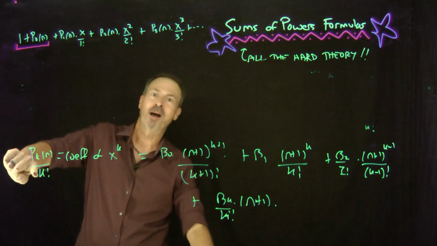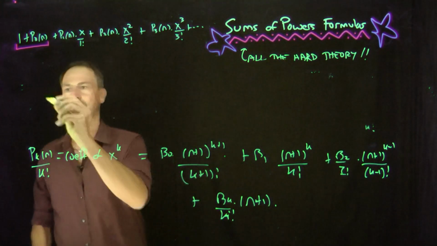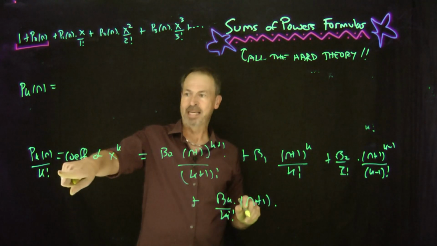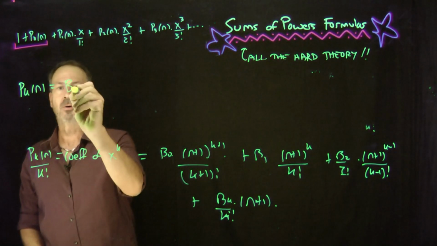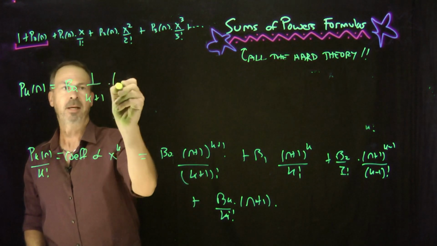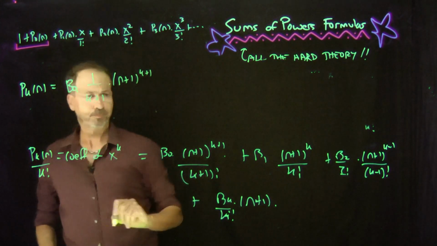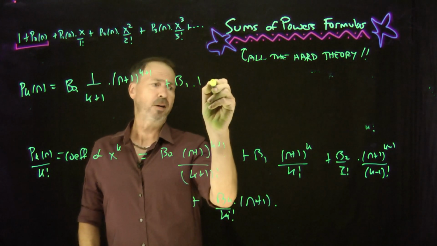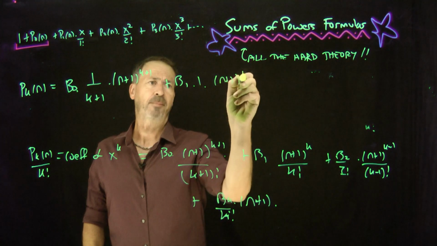I want to multiply through by k factorial. So pk of n, let me do this out. Multiply through by k factorial. I'll get b0, k factorial over k plus 1 factorial, which is 1 over k plus 1, times n plus 1 to the k plus 1. Plus b1, I'll just write 1, times n plus 1 to the k.